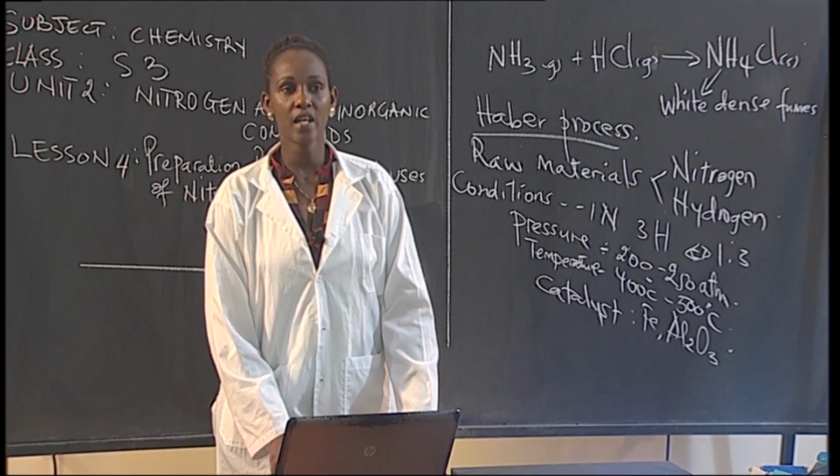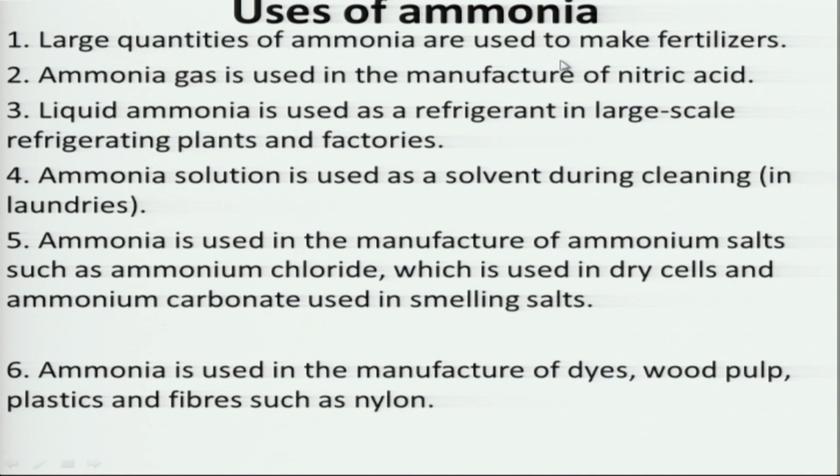One, ammonia is used on a large scale to make fertilizers. All right? So it is used to make fertilizers. Ammonia is used in the manufacture of nitric acid. It is used in refrigerating plants and factories on a large scale. It is also used as a solvent during cleaning in laundries, when they are washing clothes. It can be used as a solvent, right?